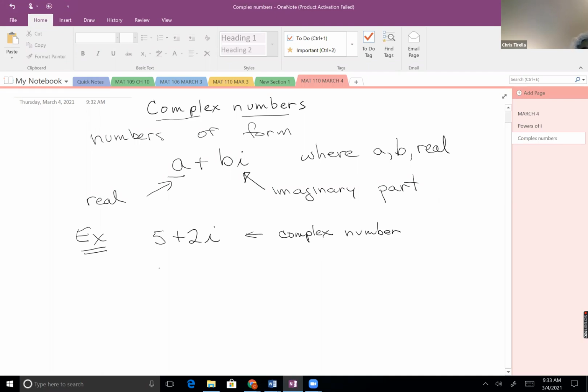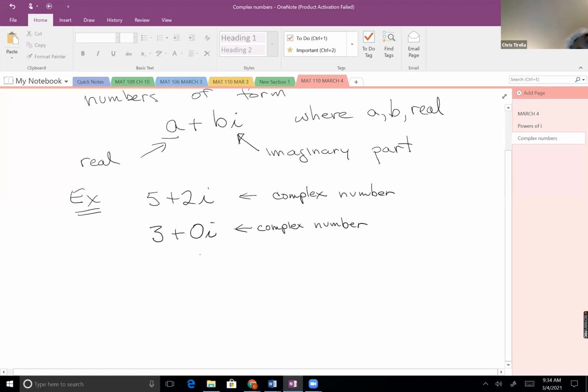Another example, though, I could have 3 plus 0i. And written in this manner, it's a complex number. But when I take 0 times anything, I get 0. And so this would be equal to 3 plus 0, which is just 3. And so it's also a real number. And in that way, we can think of every real number as being a complex number where the coefficient on i is 0.